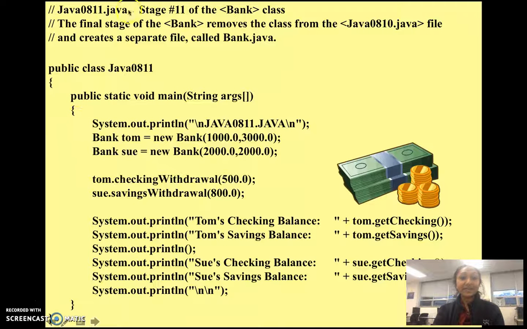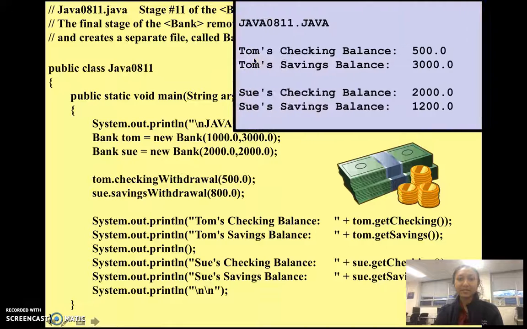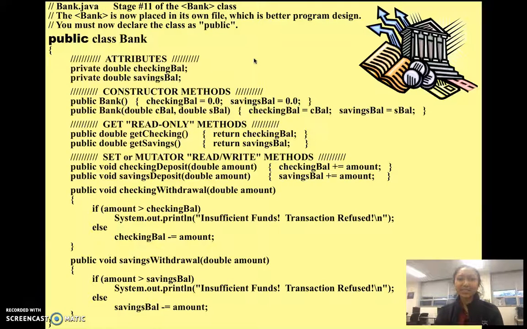Okay. Final stage. The bank removes the class from this Java class file, so what they're doing is removing the Bank class from this file and moving it to its own Bank.java file. It all should still work the same, and you guys have the experience of doing this, right? But when I did that, remember I put the keyword public.